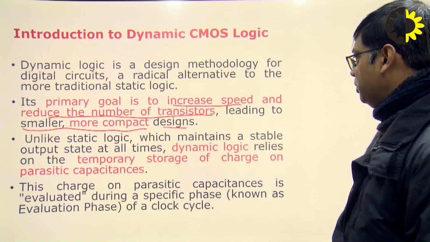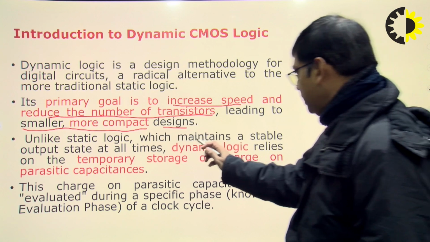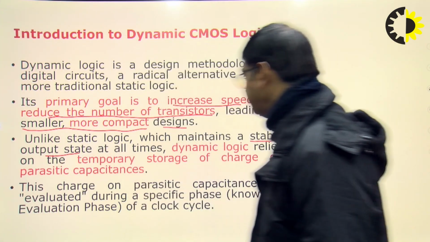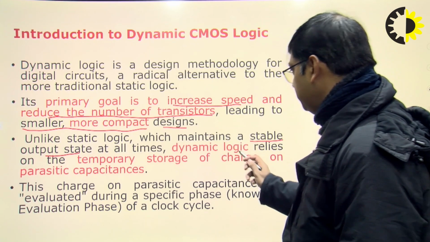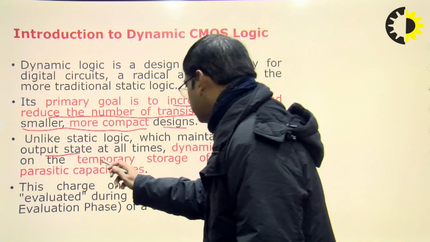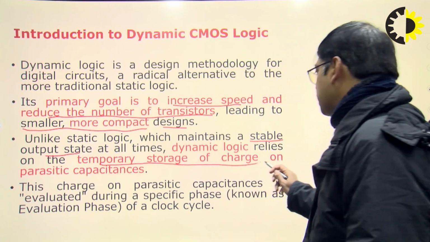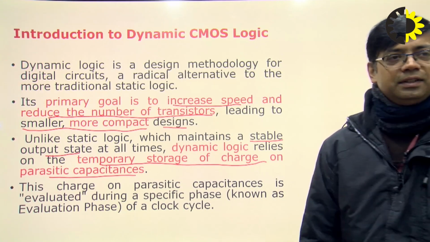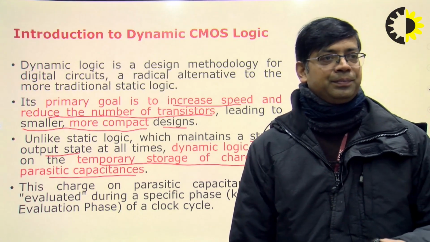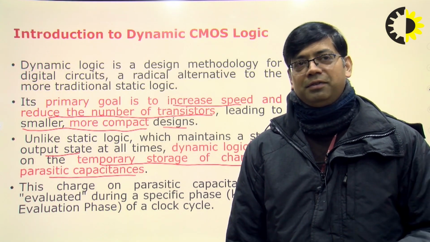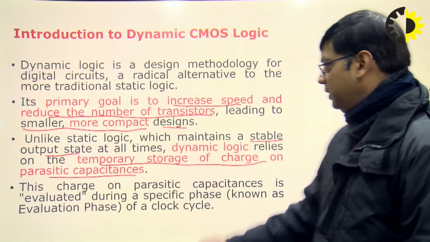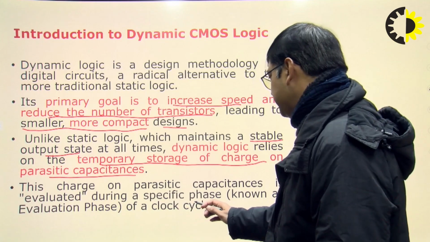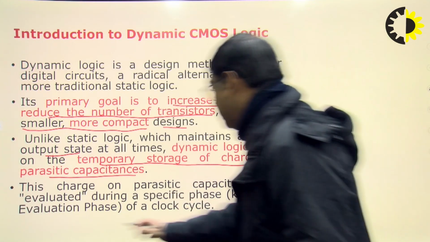Unlike static CMOS, which maintains a stable output, the dynamic logic relies on the temporary storage of charge on the parasitic capacitance. So, this is one of the differences, and this charge on the parasitic capacitance is evaluated during a specific phase which is known as the evaluation phase.